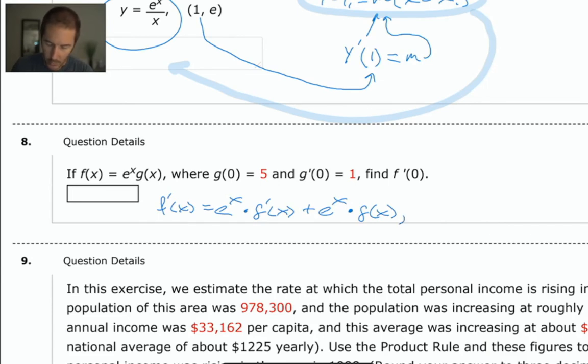Now, in order to find f prime of 0, you're going to have to plug a 0 in here, here, here, and here. You need to know what e to the power of 0 is. Anything to the power of 0 is equal to 1. Wouldn't it be nice if somewhere they had told us what g prime of 0 is? And wouldn't it be nice if they had also told us what g of 0 is? So we're just plugging in some different values, do a last little bit of arithmetic, and you'll have your final answer.